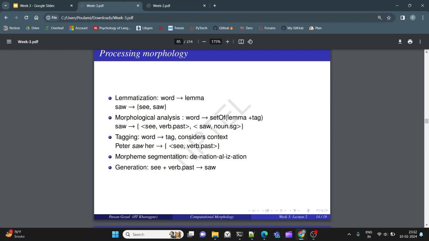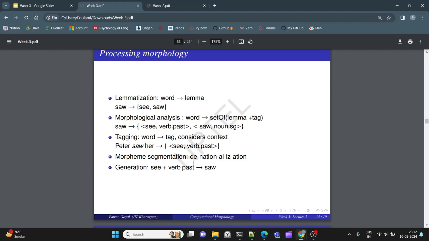Another way of processing morphology is morpheme segmentation. What happens in morpheme segmentation is that if we are given the word denationalization, upon morpheme segmentation, we would be able to get the constituent morphemes. So here DE is a morpheme. Nation is again a morpheme. AL, IZ, and ATION, all of these are morphemes. Nation would be the root word.